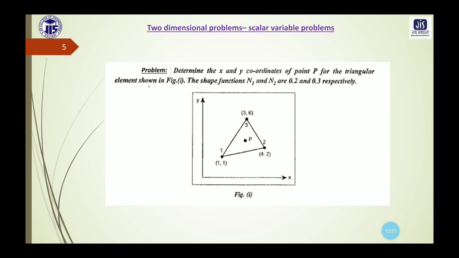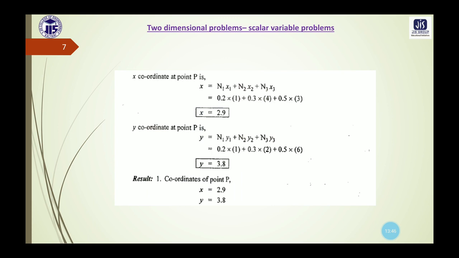Next, to calculate the x and y coordinates of point P, we have used the formula of x, which is n1 x1 plus n2 x2 plus n3 x3. Here all the values of n1, n2, n3 and x1, x2, x3 are known to us. And for y, in the equation n1 y1 plus n2 y2 plus n3 y3, all the values of these parameters are also known to us. So we have put all the values in this equation and calculated the coordinates of the point P, which is 2.9, 3.8. So this is the process by which we have calculated the coordinates of the point P, which is inside this triangular element.